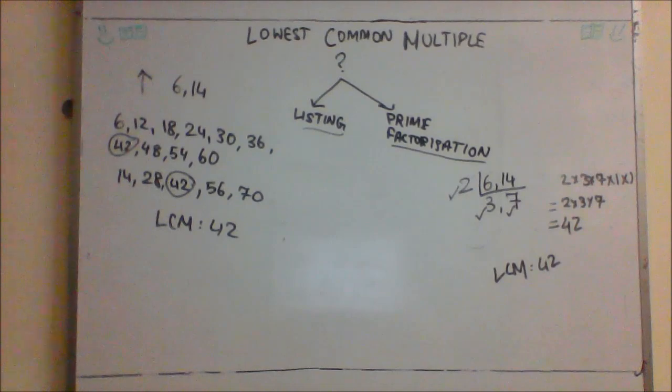So let's look at three numbers. First we'll look at listing.